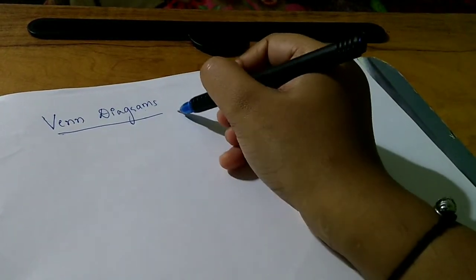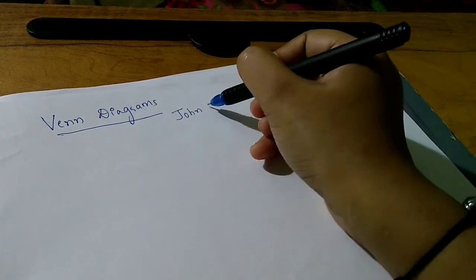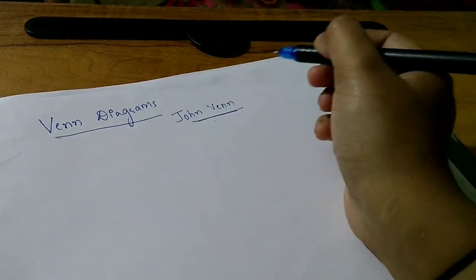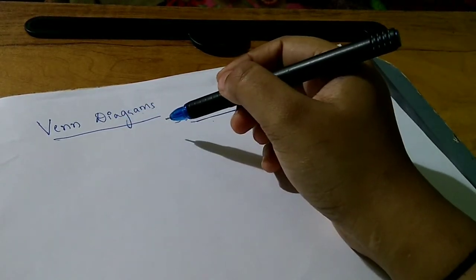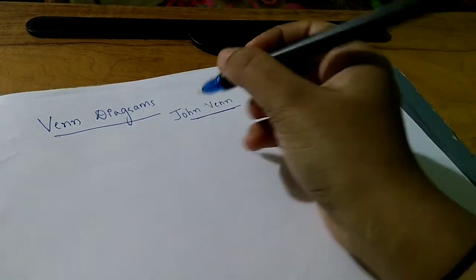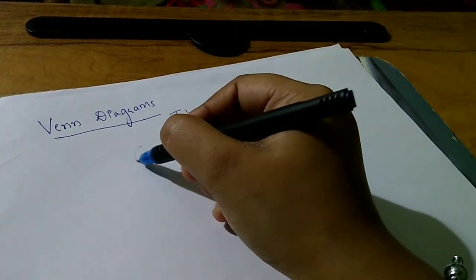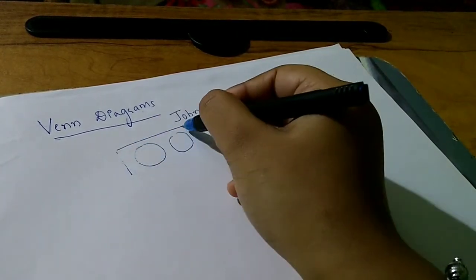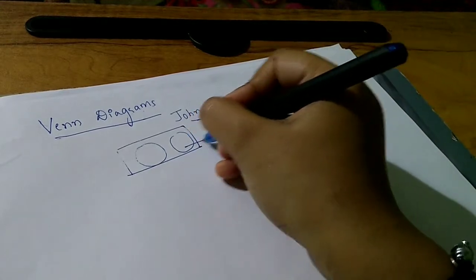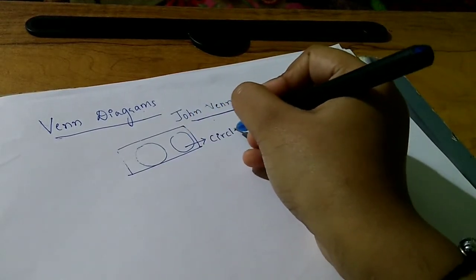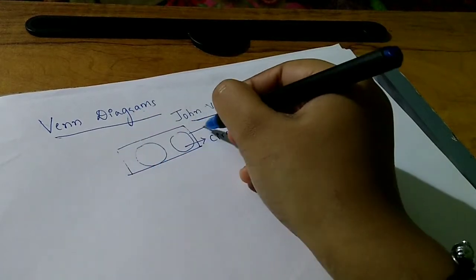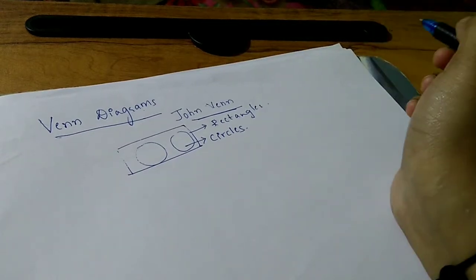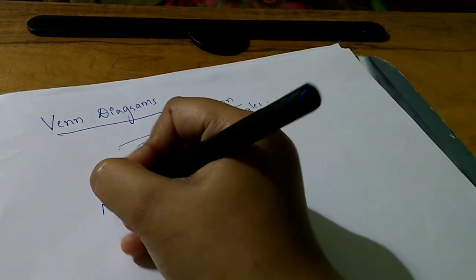There is a scientist, we cannot call him a scientist, he is an English logician, John Venn, who invented this. So it is named after him. They are known as Venn diagrams. Venn diagrams are always represented in the form of circles, and they are enclosed within rectangles. Sets are represented by circles and they are enclosed within rectangles. Such diagrams are called Venn diagrams.